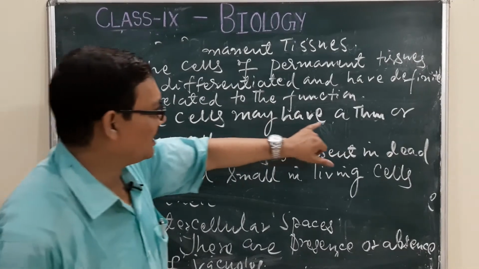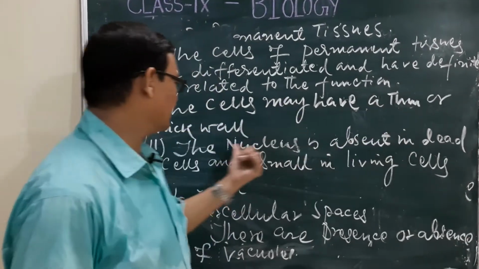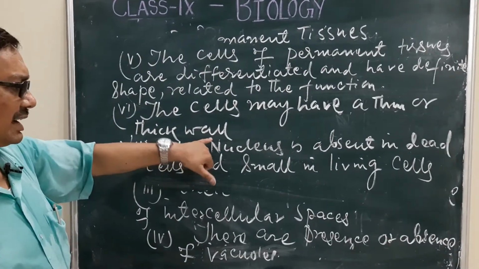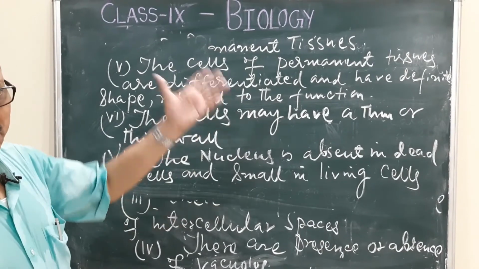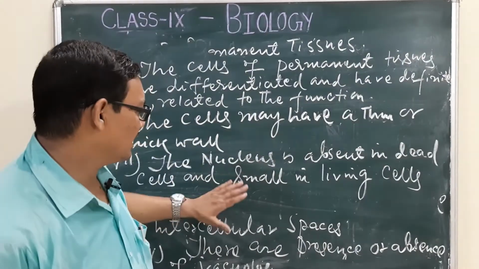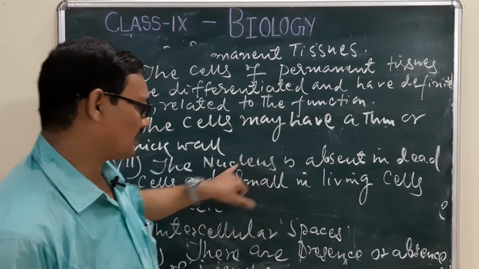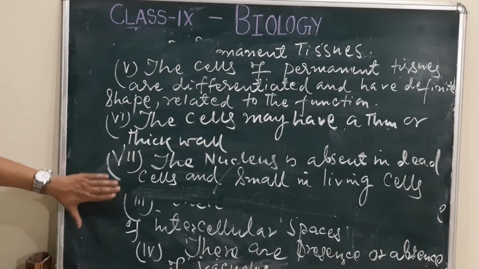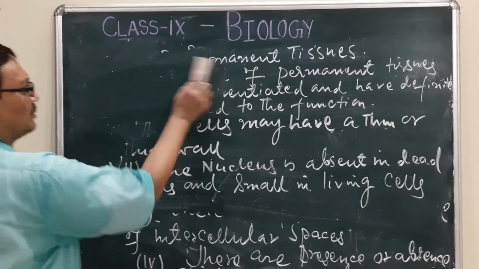The cells may have a thin or thick wall. In case of the living, the wall is thin. In case of the dead cell, the wall is thick, because it consists of both living and dead cells. The nucleus is absent in dead cells and present in the living cells, but the size is smaller. So, these are some facts regarding the different characteristic features of the permanent tissue.